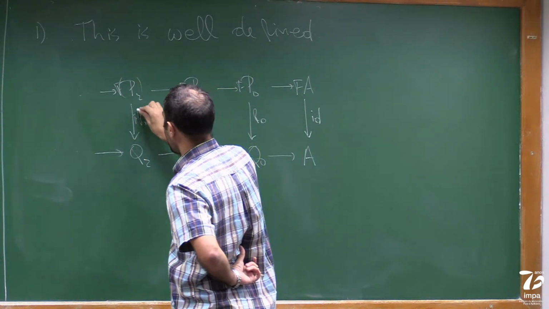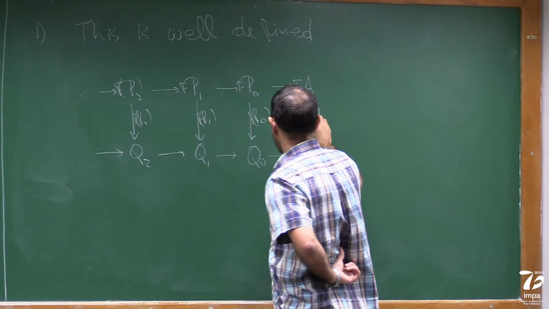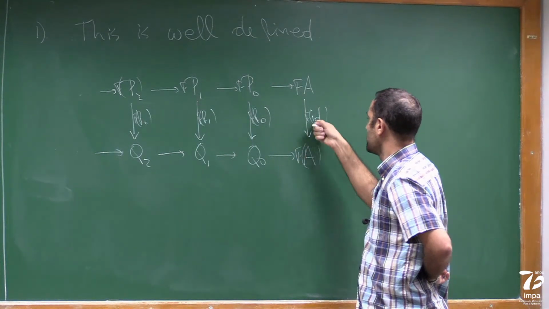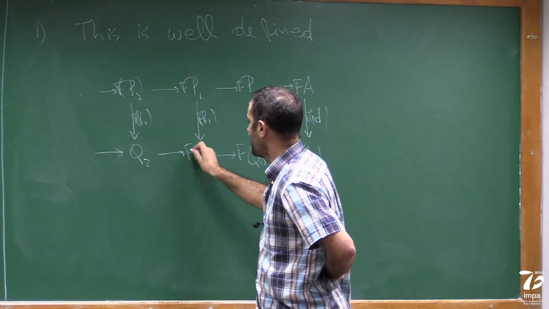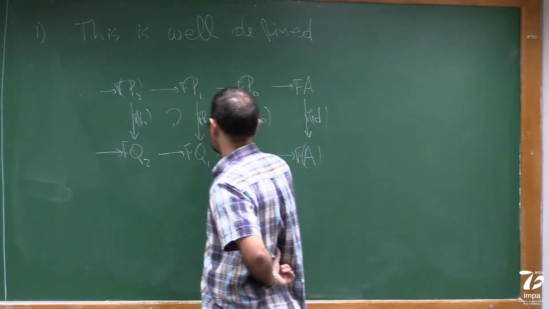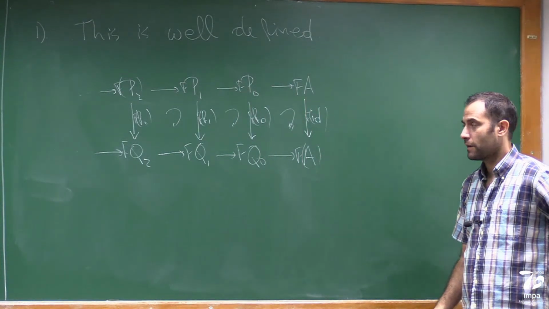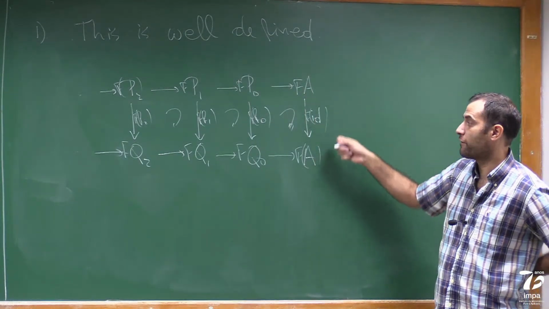And now I need to apply F to this guy, F to this guy, F to this guy, F of the identity here to F of A. So this is the identity of F of A. And now I have F of Q, F here, and everything commutes because my F was a functor. Okay? So I have these guys, and they lift this identity of F of A.